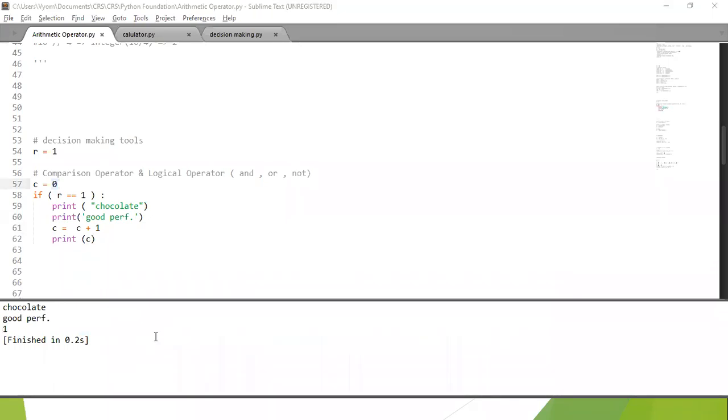Perfect. I see a lot of you have given the right answer. That's yes, it will give an error. Fine. So that means you all understood this. So this was about comparison operator along with its real-time use case in decision making.